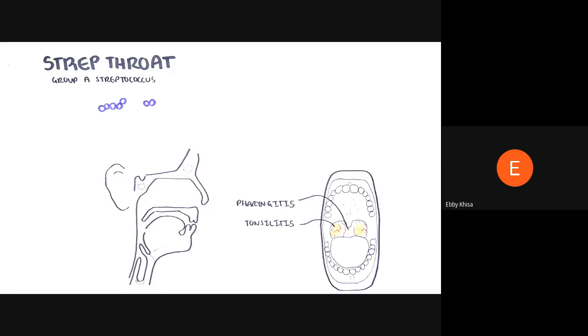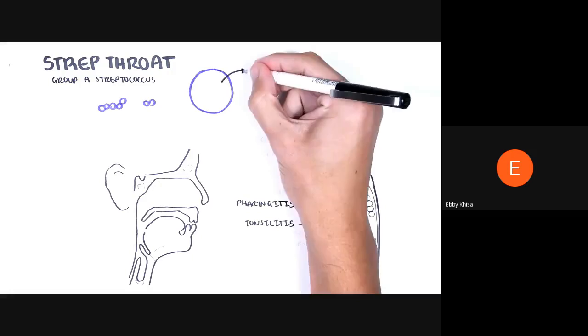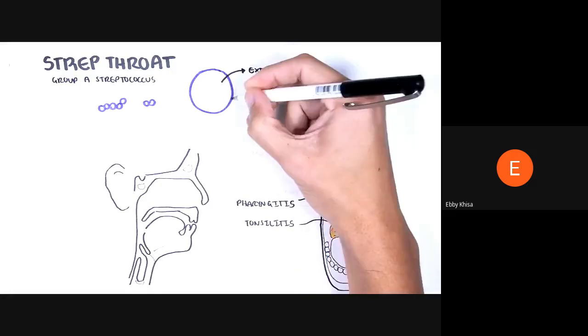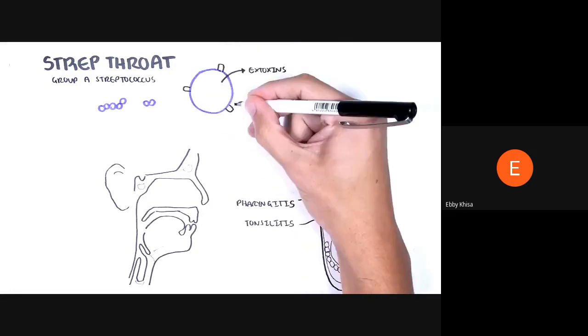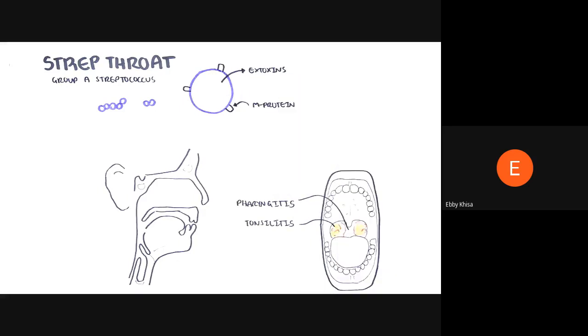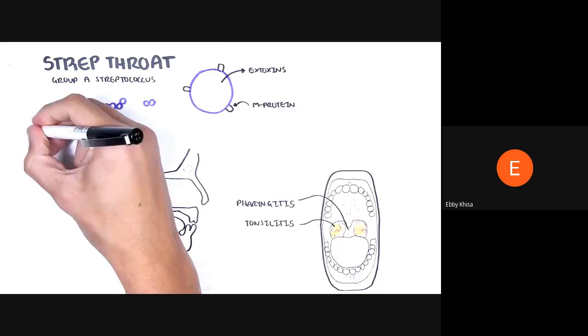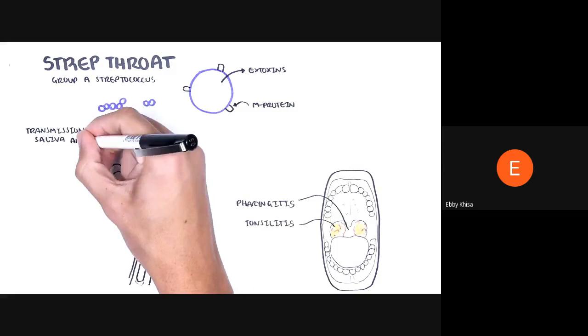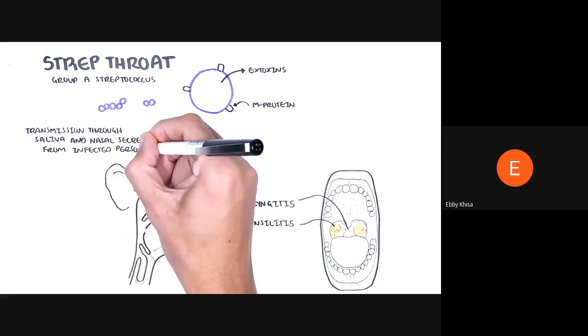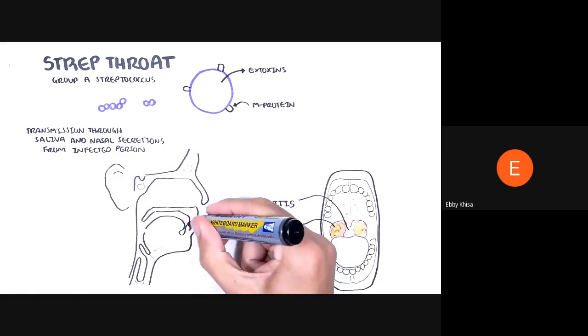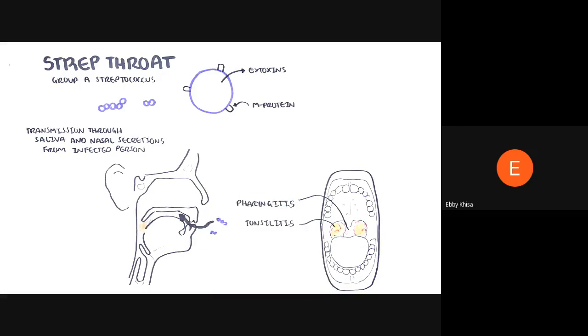The group A Streptococcus are beta hemolytic cocci, able to produce some exotoxins and also contain many surface antigens that play a vital role in pathophysiology, such as the M proteins. Transmission of strep throat is through saliva and nasal secretions from an infected person. Here, group A Streptococcus target the palatine tonsils.